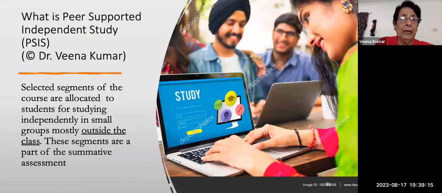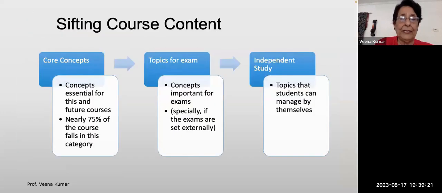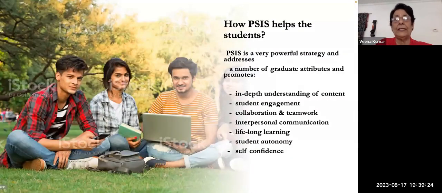So here, you are taking those segments and then designing an activity around that segment. That's what we are doing. Of course, it says PSI helps you with in-depth understanding, collaborative teamwork, interpersonal communication, lifelong learning, student autonomy. We learned in module 1 that your generation Z students love autonomy. They want to do things by themselves. They don't want to follow what 3 follows 2 and 4 follows 3. And all this builds self-confidence. Everybody will not do well, but because of the group, they are salvaged.